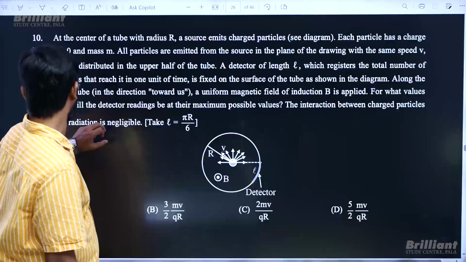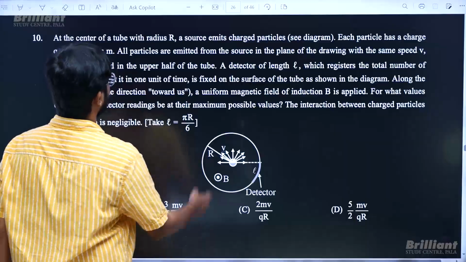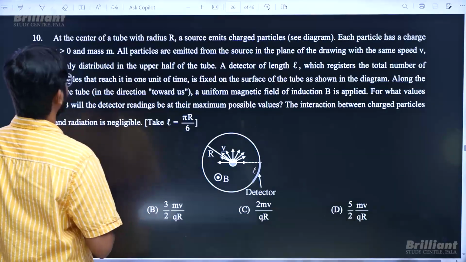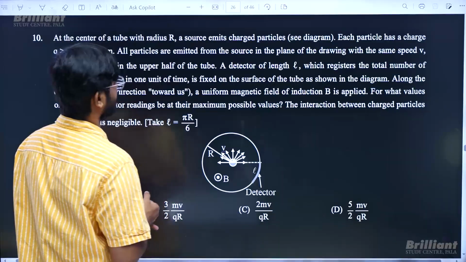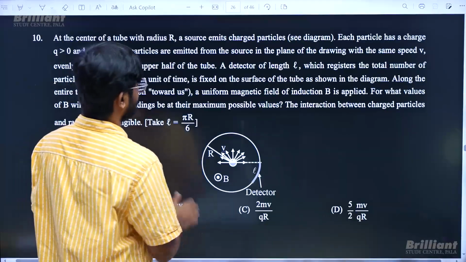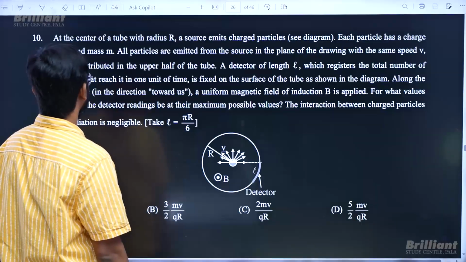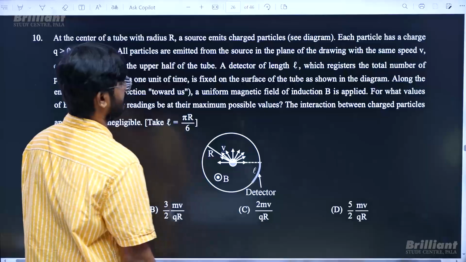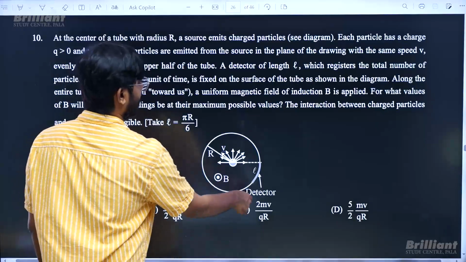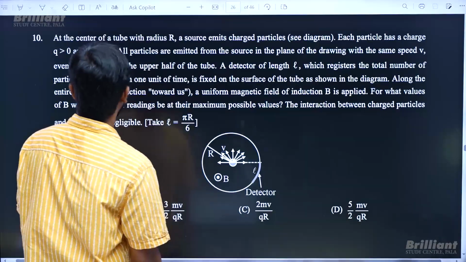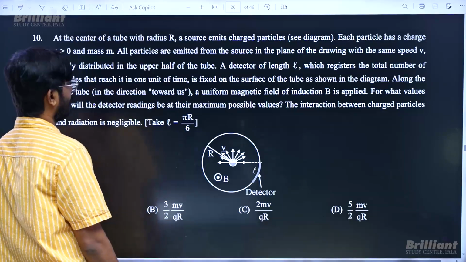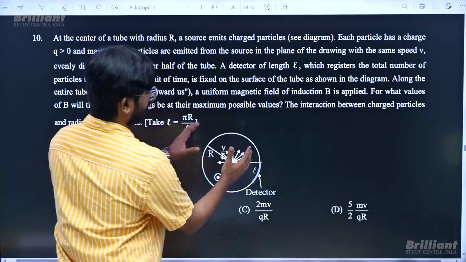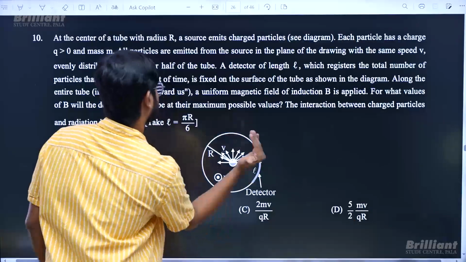At the center of the tube with radius r, a source emits charged particles. Each particle has charge q greater than 0 and mass m. All the particles are emitted from the source in the plane of the drawing with same speed v, evenly distributed in the upper half of the tube. So there are particles only in the upper half of the tube. A detector of length L, which registers the total number of particles that reach it in 1 unit of time, is fixed on the surface of the tube as shown in the diagram along the entire tube. So if the tube is like this, this entire thing is also like this.